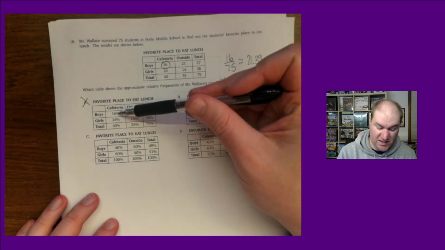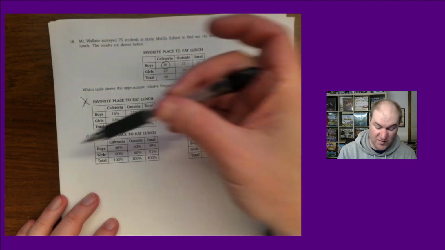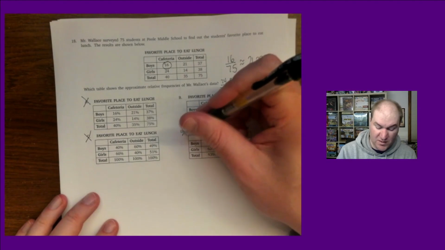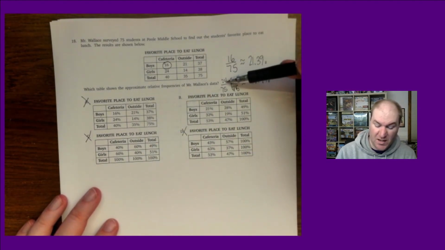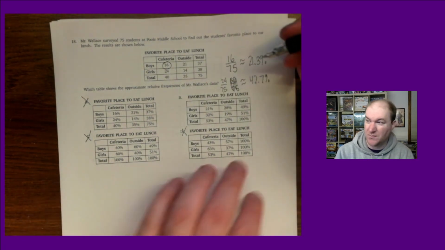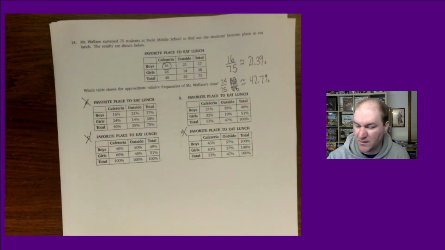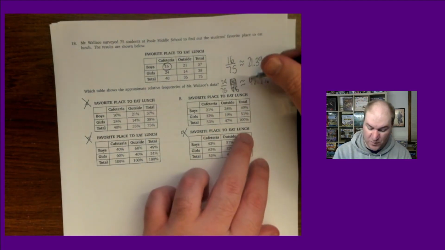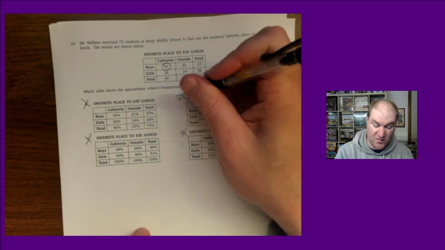This choice does not say that 21% of them were boys in the cafeteria, nor does this one, nor does this one. This one says 21% were boys that eat in the cafeteria. And 24 out of 75 is the girls that eat in the cafeteria. That works out to be not 42.7%. That works out to be 32%, which, hey, look at that. That's what it says. So number 18 is choice B.